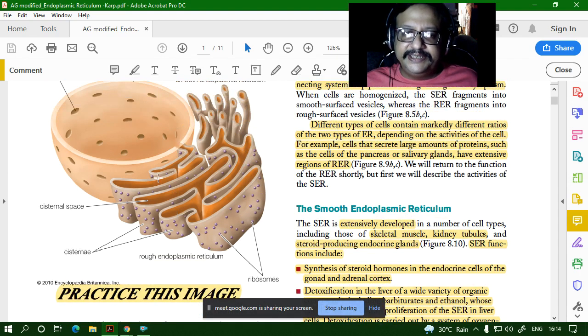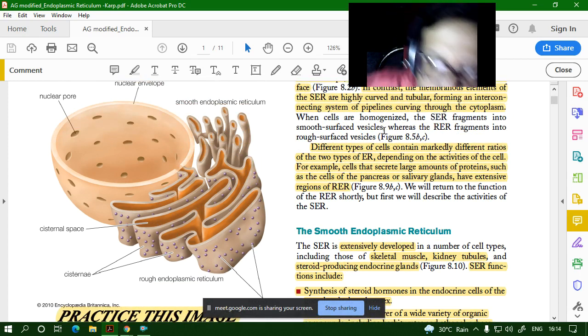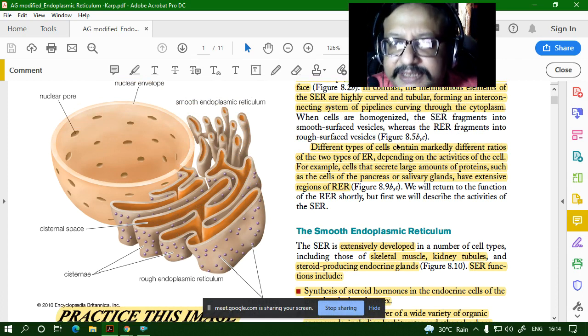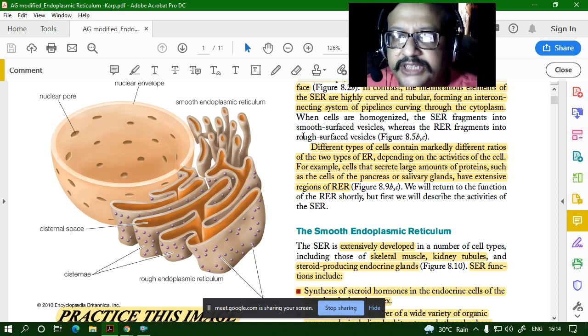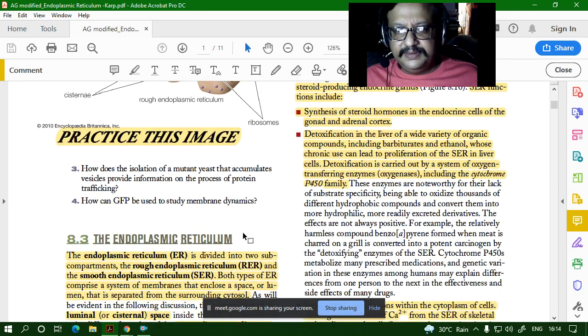So you must practice this image. I have highlighted in this book the diagrams which you need to practice, and the places which you must read. You can read the other part for extra knowledge, but this part is absolutely essential for your studies.